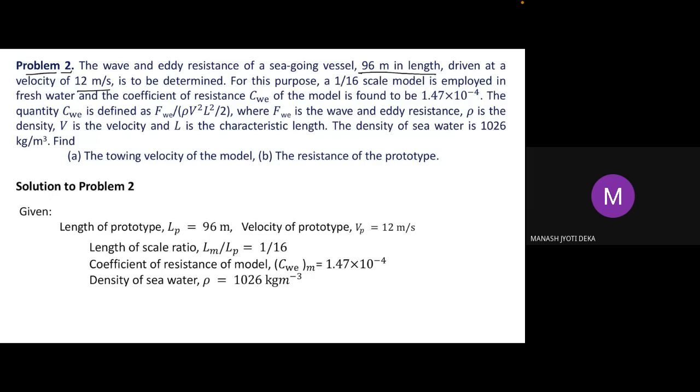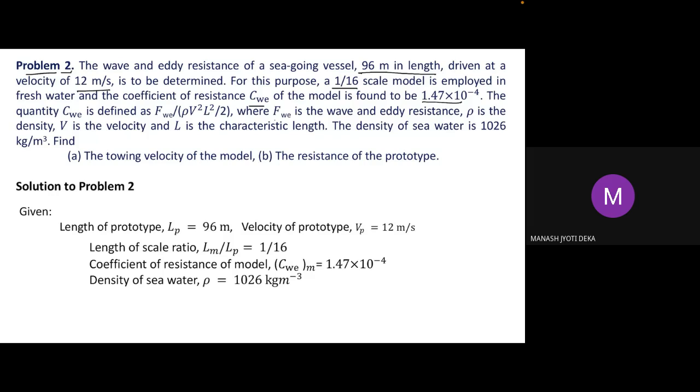For the purpose, a 1 by 16 scale model is employed in freshwater, and the coefficient of resistance CWE of the model is found to be 1.47 10 to the power minus 4. The quantity CWE is defined as FWE by half of rho V square L square. This is similar to the problem I did for higher Reynolds number flow. And this FWE is the wave and the eddy resistance.